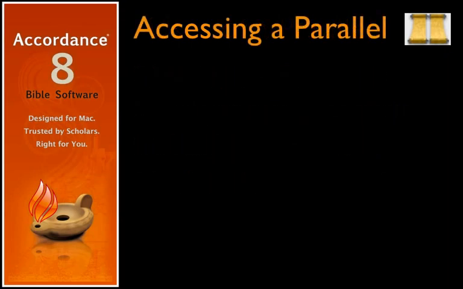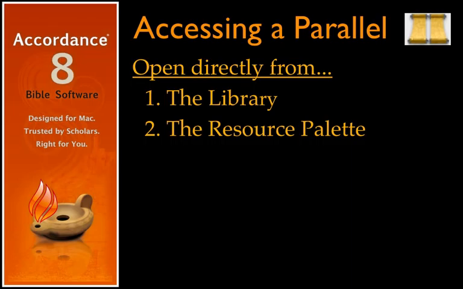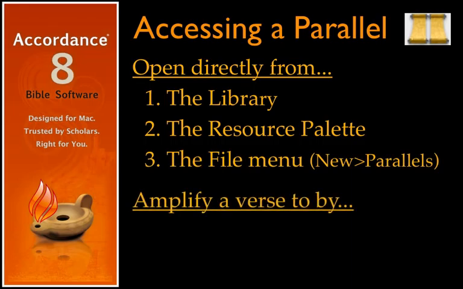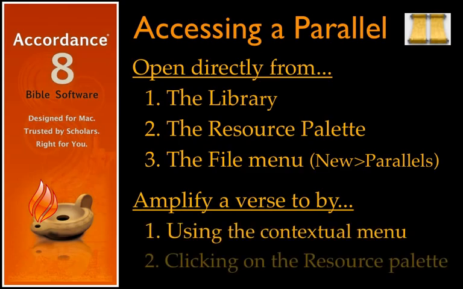Like most Accordance modules, parallels can be accessed in a variety of ways. We can open them directly from the library, the resource palette, or the file menu, or select a passage and amplify a verse to any parallel by using the contextual menu or clicking on the parallels icon on the resource palette. Note that amplifying will only work if the passage is found in a parallel, but sometimes knowing that it isn't is every bit as useful as knowing that it is.